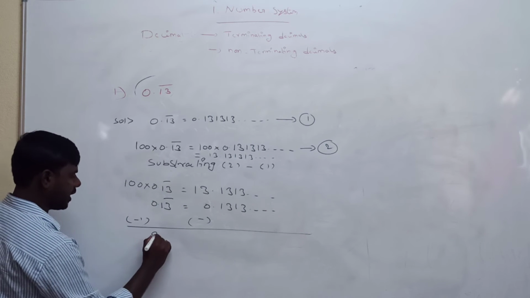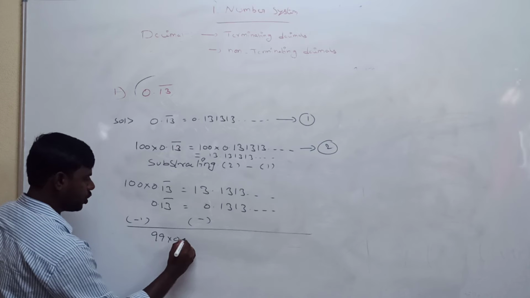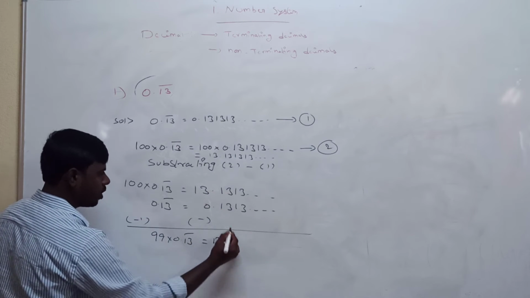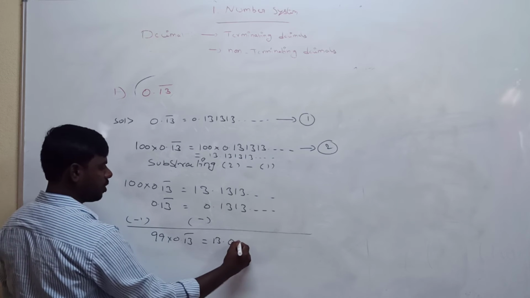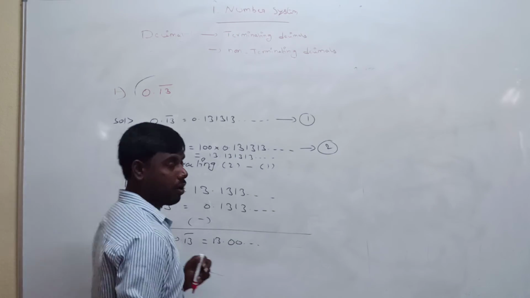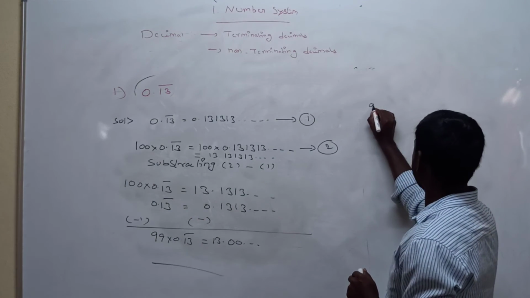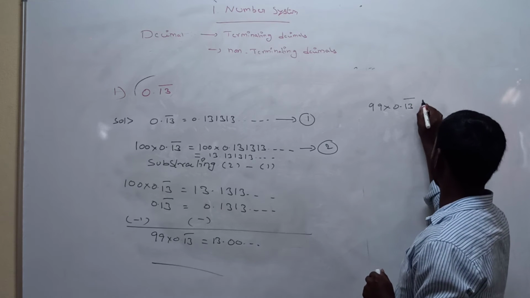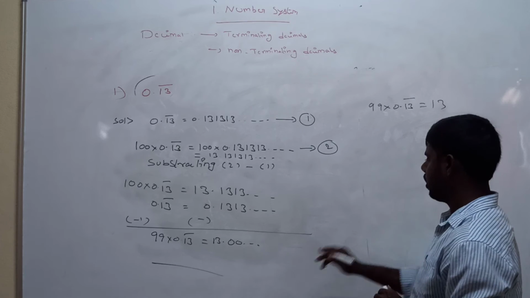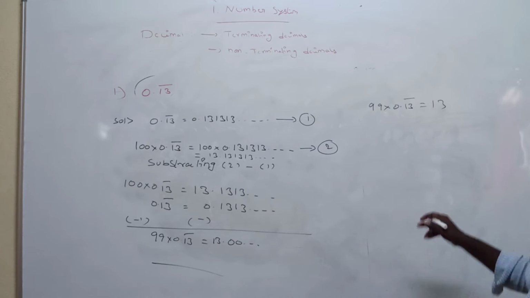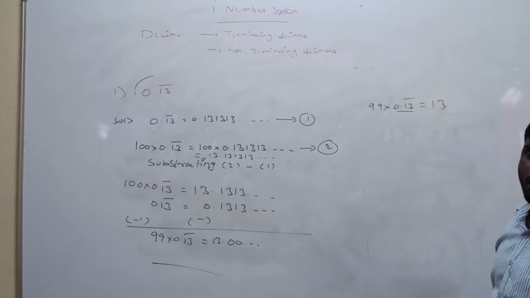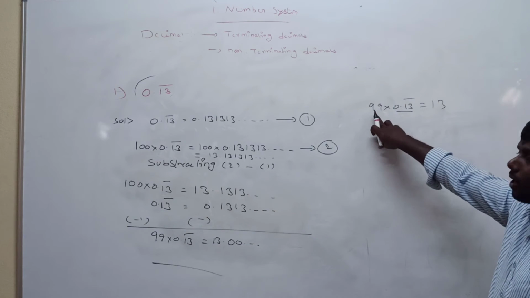Now subtracting, 100 minus 1 is 99. So 99 into 0.13 bar is equal to 13 minus 0 is 13. 1 minus 1 is 0, 3 minus 0 is 3, and so on. So finally, what is the answer you should get? 99 into 0.13 bar is equal to 13. Only 13 is written here.